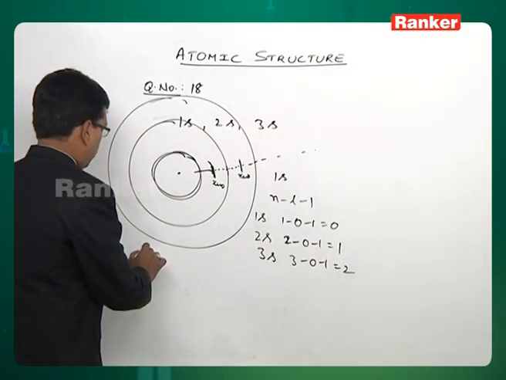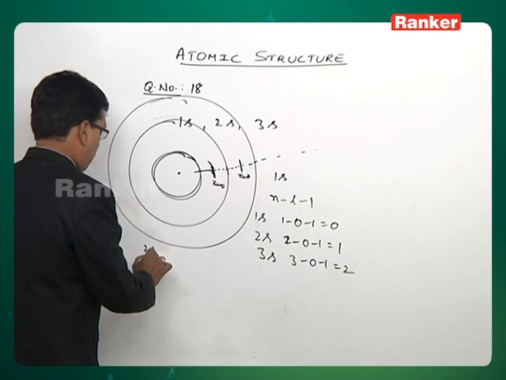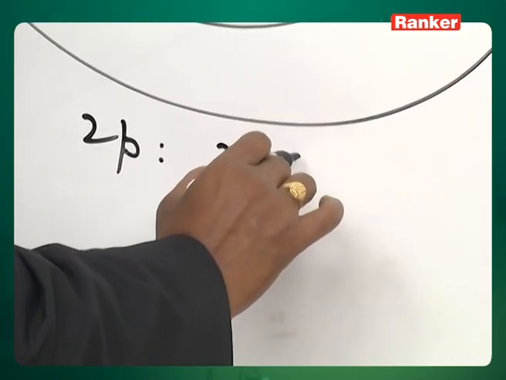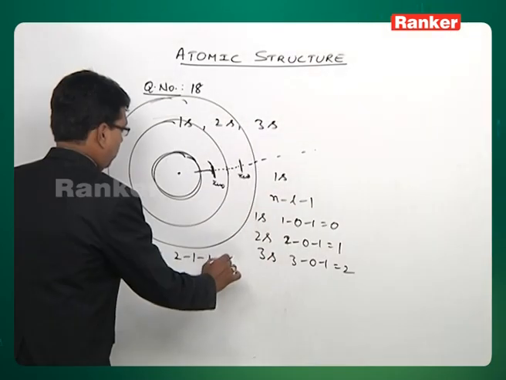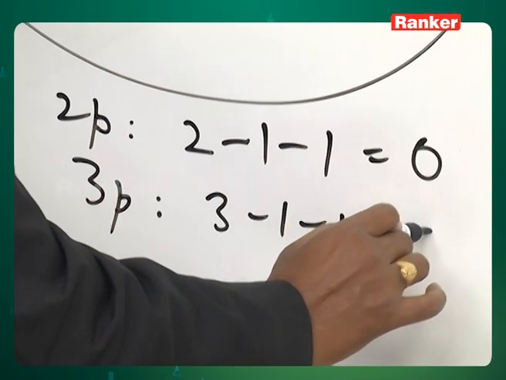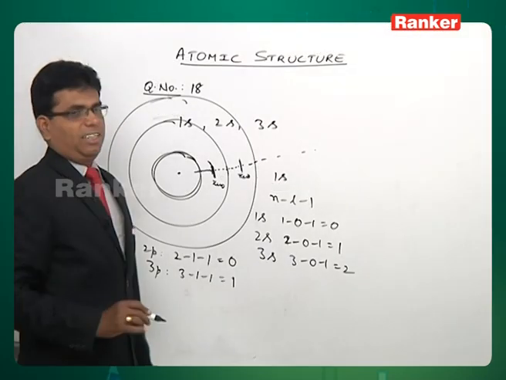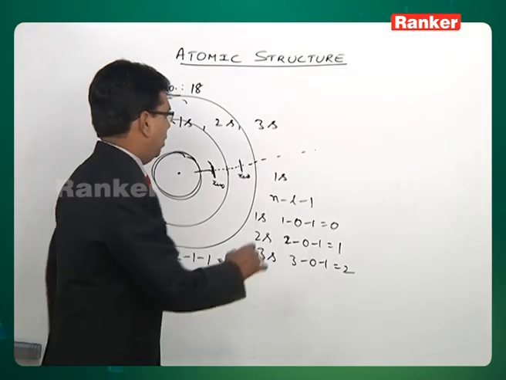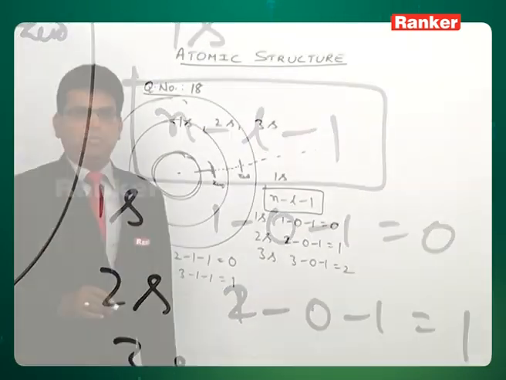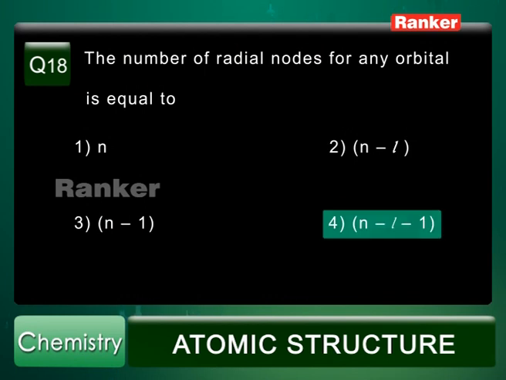For 3s, it is 3 minus 0 minus 1, that is 2. For 1p we don't have any, and for 2p we have 2 minus 1 minus 1, since for p, L is equal to 1, that is 0. For 3p, it is 3 minus 1 minus 1, that is 1. So finally, the number of radial nodes is equal to n minus L minus 1. So, the correct answer is option 4.